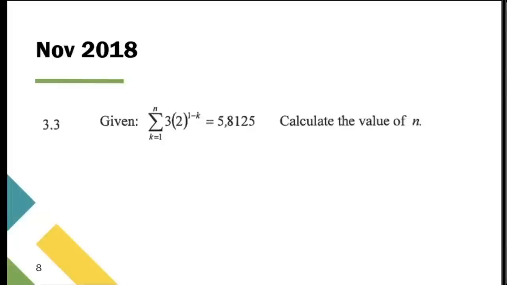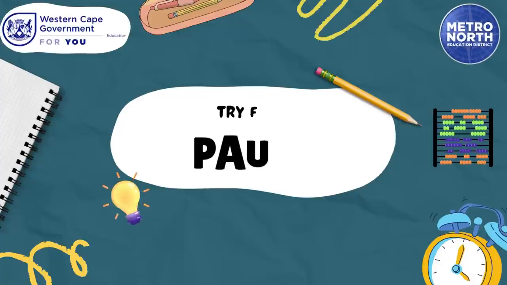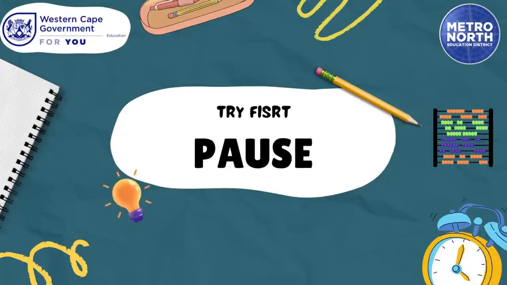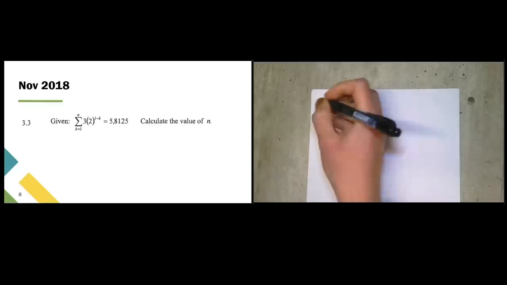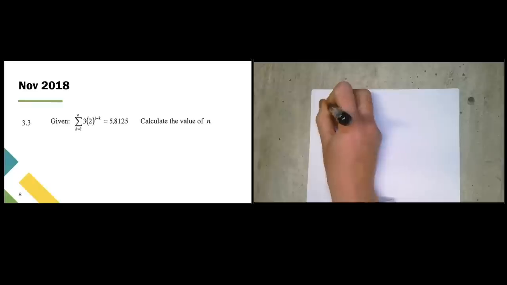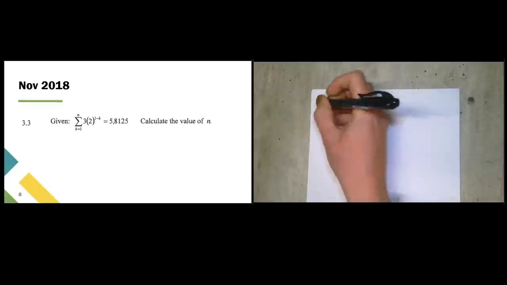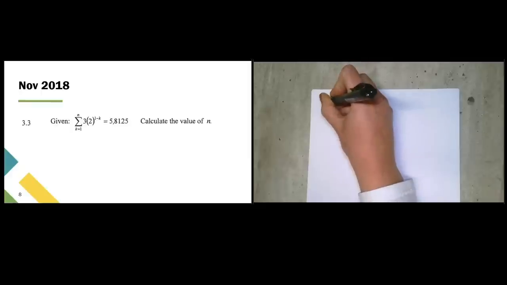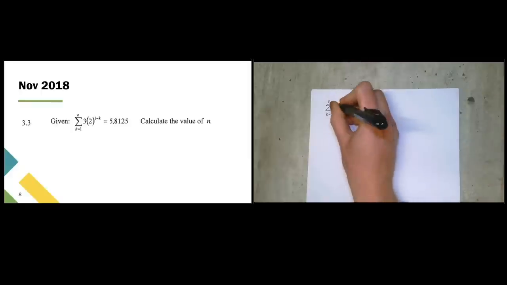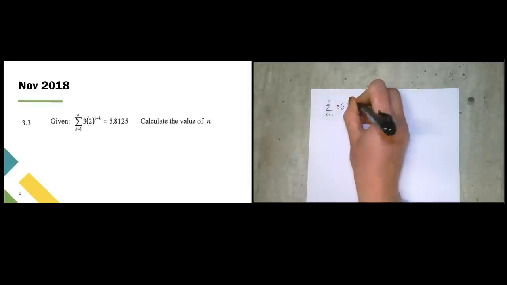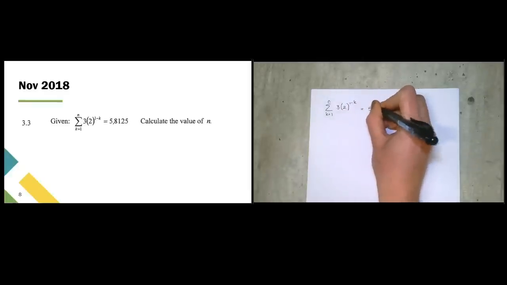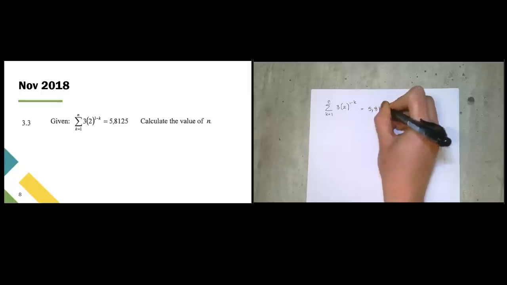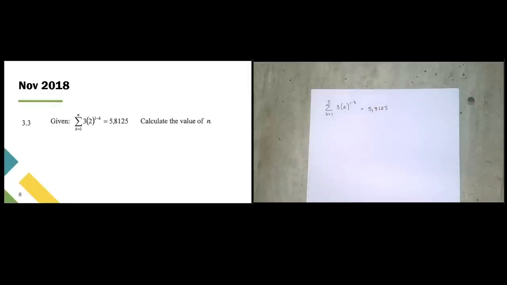So how do I approach this? They've given me sigma notation, which means sum. The first value I'm subbing in, k, is 1. The last one is n. 3 bracket 2 to the power of 1 minus k equals 5.8125, and they say calculate the value of n.